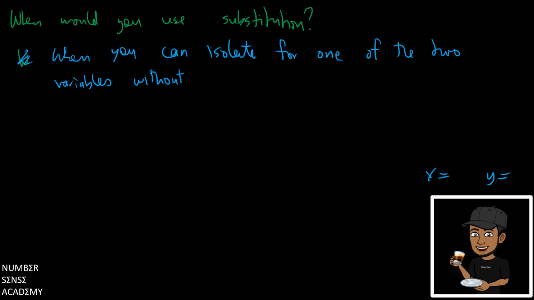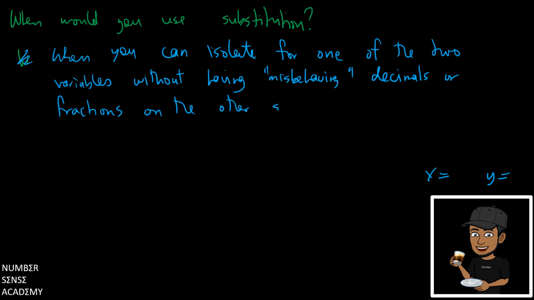So you can isolate for one of the two variables without having, I'm going to say, misbehaving decimals or fractions on the other side. What do I mean by that? If you solve for y and you end up with 3.1415x plus 3, this is not fun, right? It's just extra work. It's not that it's difficult to manage, it's just extra work.